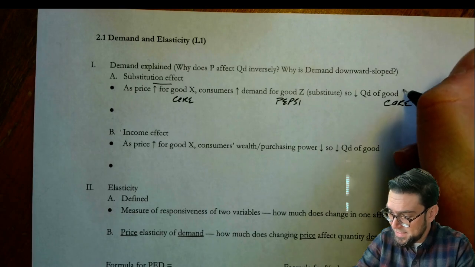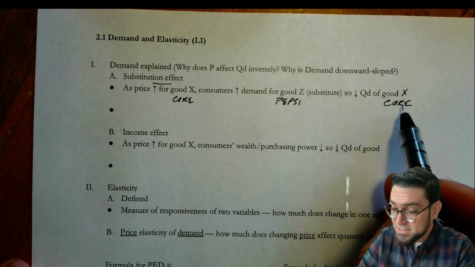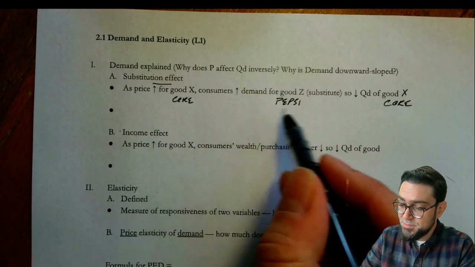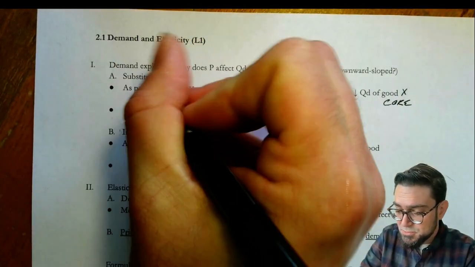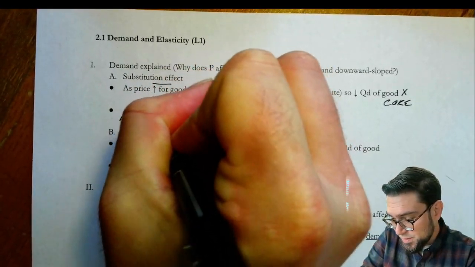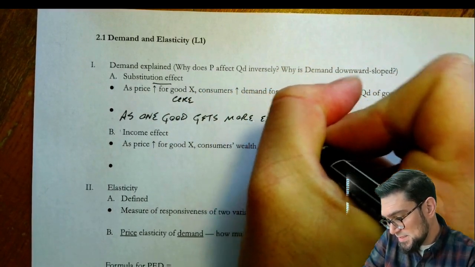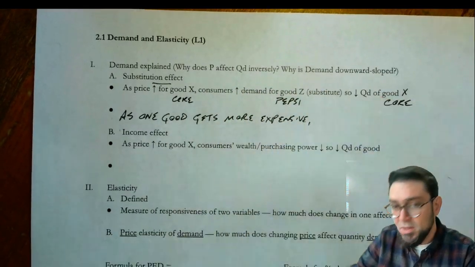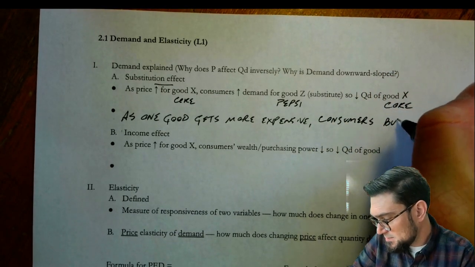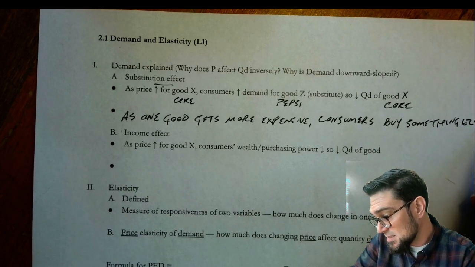And this really should say good X right there, good Z and good X. It's really saying that for good X, or Coca-Cola in this example, the reason the quantity demanded is going to fall is because they're buying more of this good Z. So it's really a notion of saying that as one good gets more expensive, consumers buy something else, and that's the explanation for why they buy less of the first good.